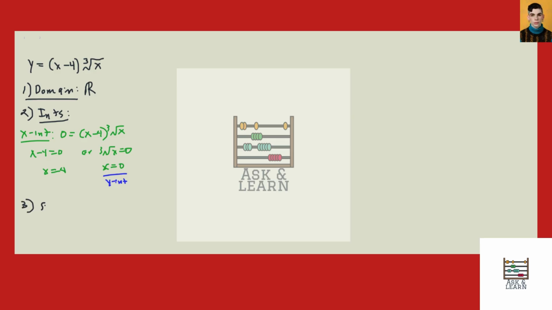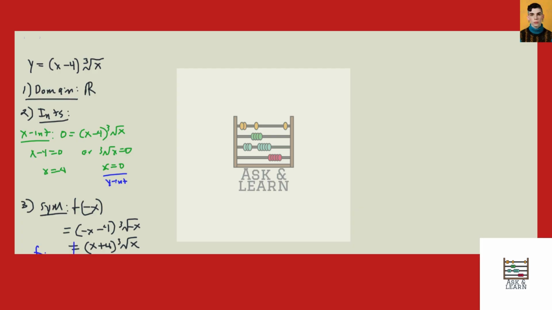Next thing we can look for is symmetry. This isn't one of the functions known for being periodic, so we can just go ahead and check to see if it's even or odd, to see if it's symmetric about the origin or the y-axis. Plugging in negative x, we'll get negative x minus 4 times the cube root of negative x. Since that is an odd degree root, we can factor that negative out and distribute it to negative x minus 4, which would just be x plus 4 times the cube root of x.